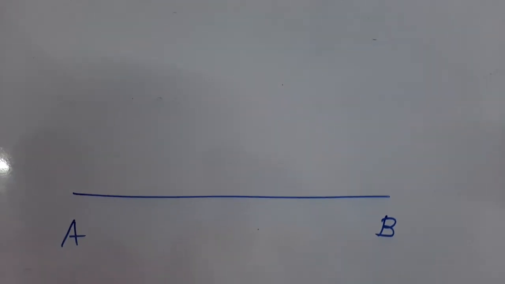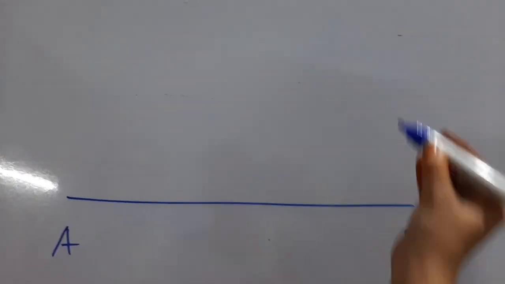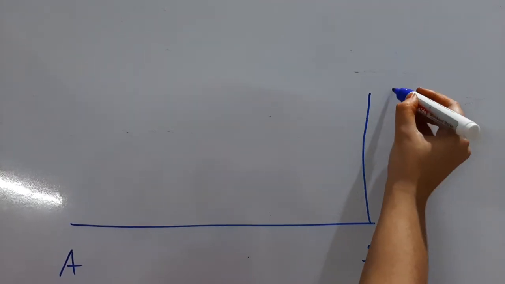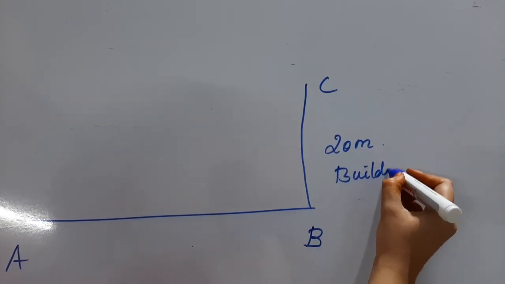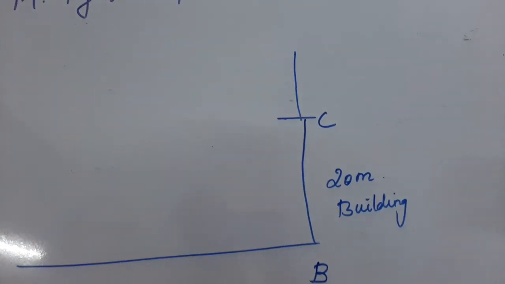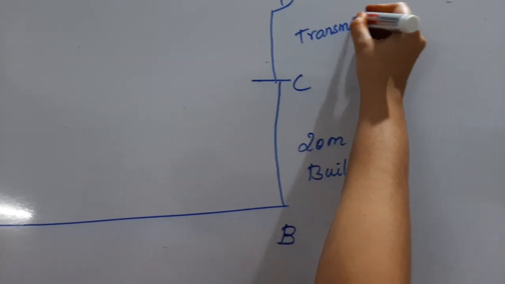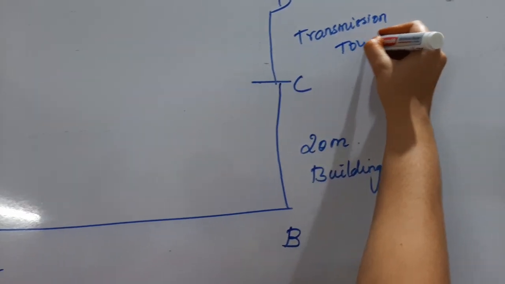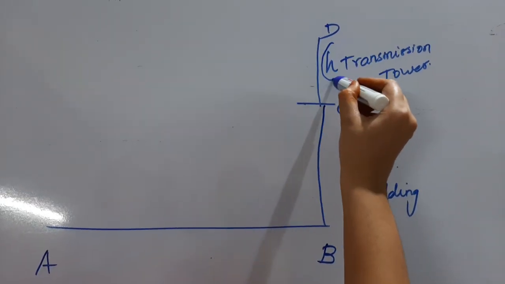Okay, let's see the sum. I am first marking the ground. The ground is AB. The building is standing on the ground and the height of the building is 20 meters. There is a building standing on the ground BC and BC height is 20 meter. What is BC? BC is the building, and on the top of the building there is a transmission tower. So CD is the transmission tower. Whose height we did not know, so I am considering the height of this transmission tower as H.